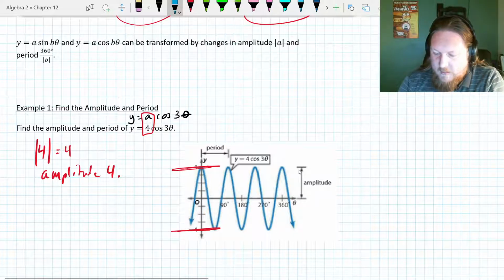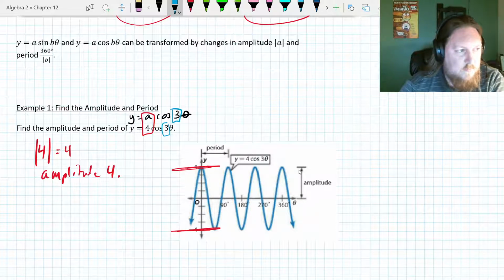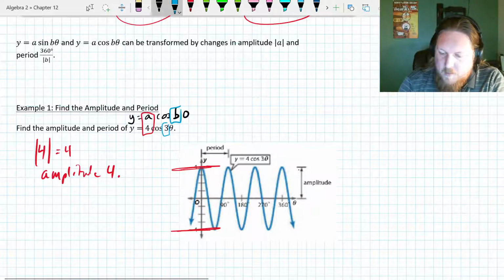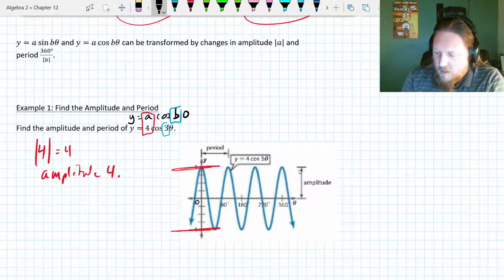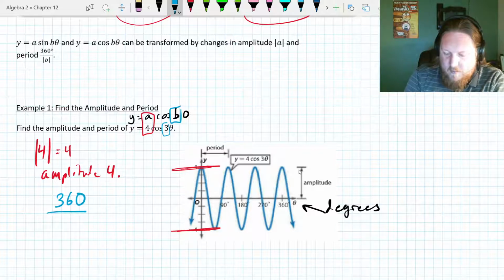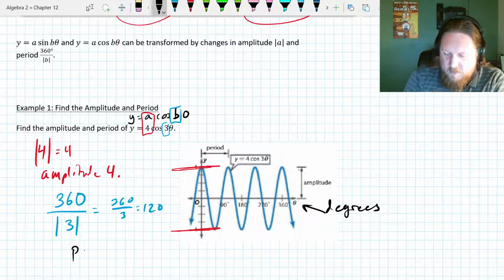The other one we were looking at is the number getting multiplied by the input. In this case, that is 3. Oh, I wrote 3 in both of them. It's supposed to be b up here in the top for the general form. All right. If we take a look here, we can see on our graph that this is described in degrees, so we're going to continue using degrees. 360 divided by the absolute value of 3 is 360 divided by 3, or 120. So the period is 120 degrees.